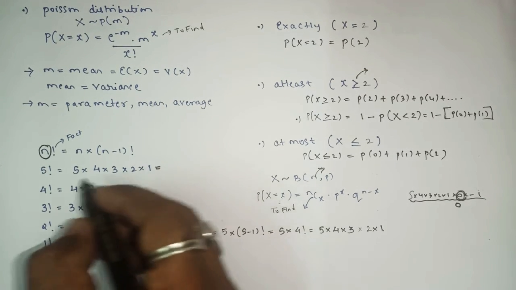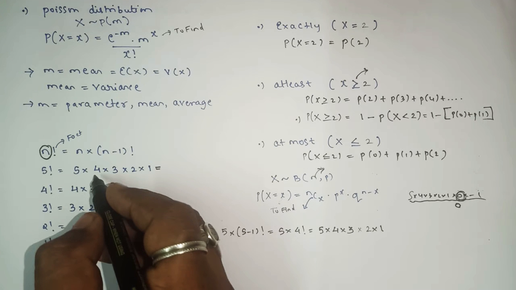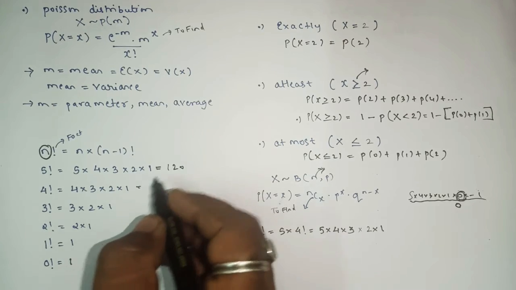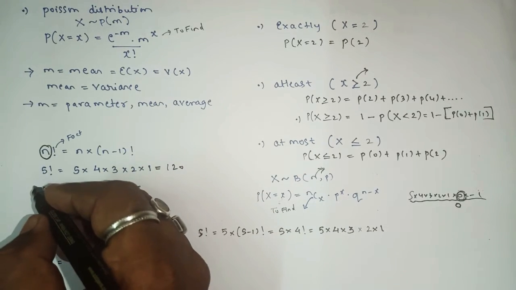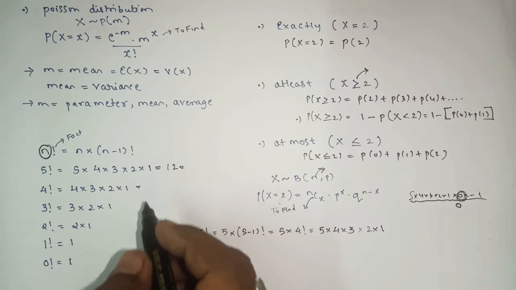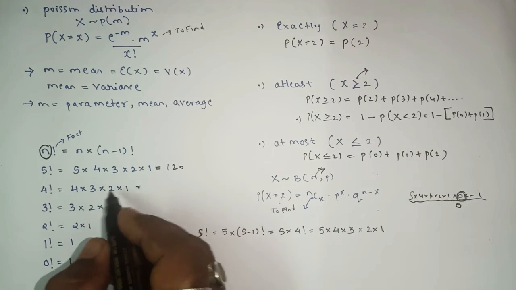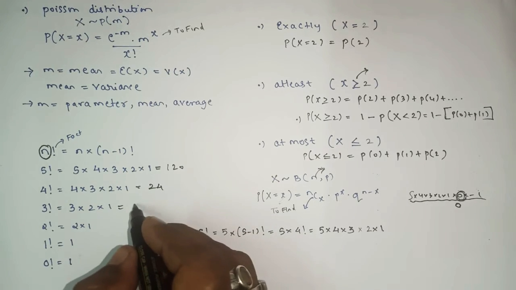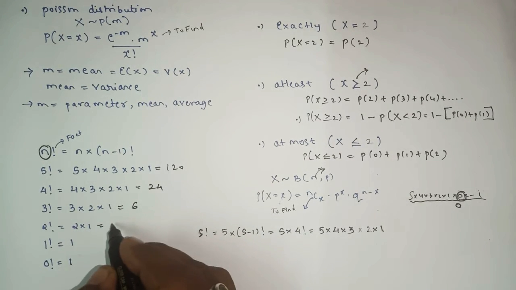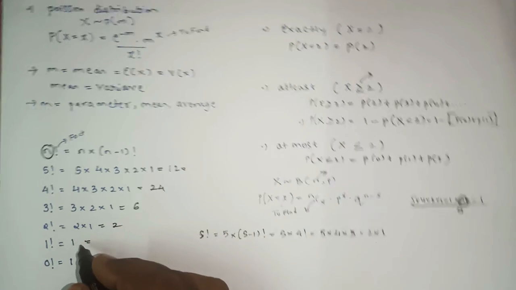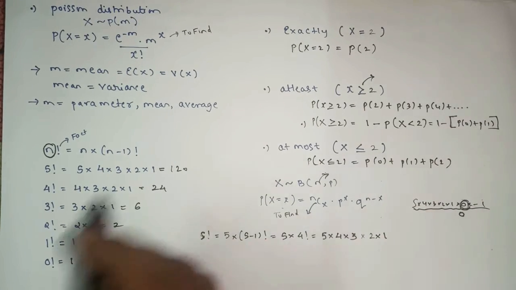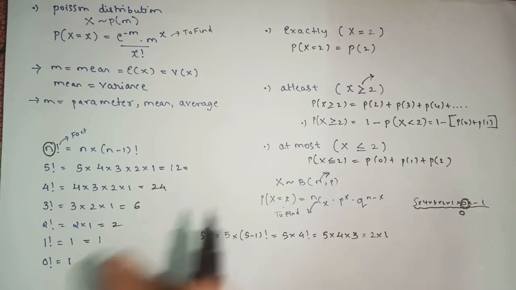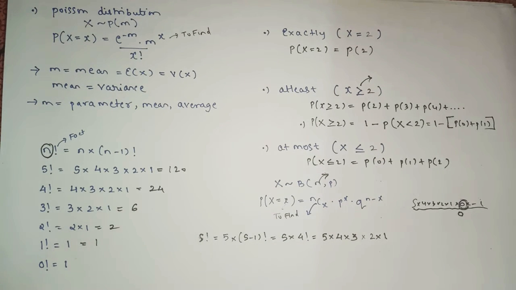Yes or no? So here 5 fours are 20, 20 threes are 60, 60 twos are 120. So 5 factorial is equal to 120. 4 threes are 12, 12 twos are 24. 4 factorial is known as 24. 3 factorial is 6. 2 factorial is 2. And 1 factorial, the answer is what? It is 1 only, because we cannot go backward into 0 into minus 1. Yes or no? Till 1 only we have to consider.